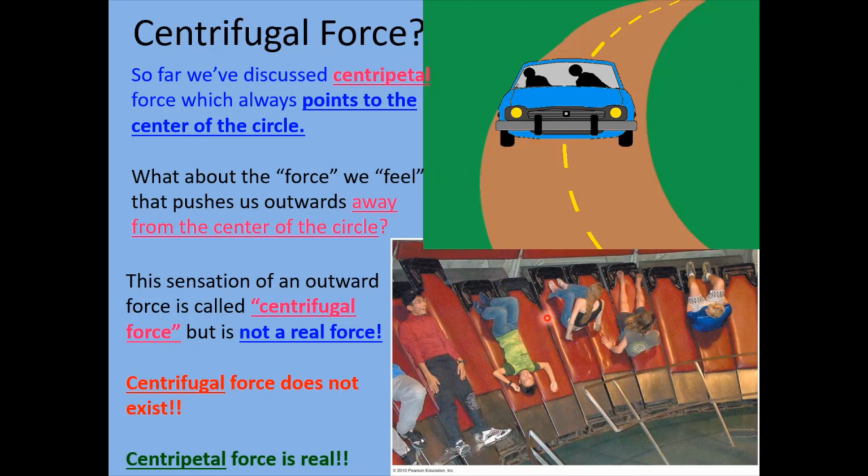All right, so how do we reconcile this? Because again, if we think of this carnival ride here, it looks like these kids are being pressed against the wall here, like there's some force pushing them to the outside, but there's not. Interestingly, the only force on these people here is pointing towards the center of the circle, and the same goes here. So let's see if we can explain this.